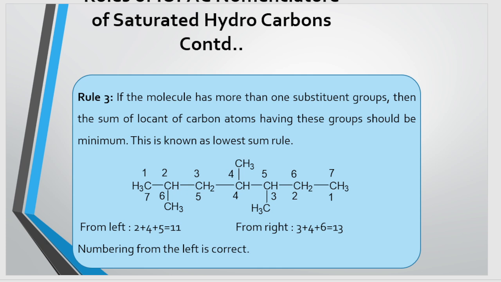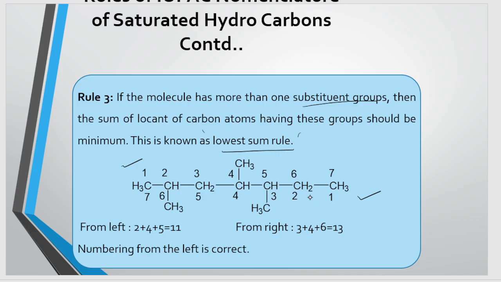Rule 3. If the molecule has more than one substituent group, then the sum of the locants of the carbon atoms having these groups should be minimum. That is what the lowest sum rule. Let me explain clearly here. Suppose this is the chain. After selecting the long chain of this particular compound, in order to give numbering, we have two options, from left to right or from right to left.